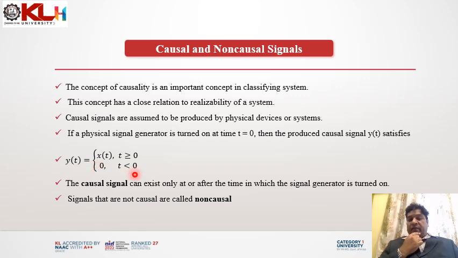So if the signal values on negative time, that is t less than 0, are all 0, the signal is called a causal signal. What a causal signal means is that for all negative time values, that is t less than 0, the signal values must be 0. Now a signal that doesn't satisfy this property, that the signal values are 0 for negative time, that is t less than 0, is called a non-causal signal.